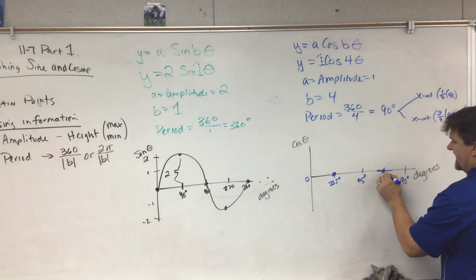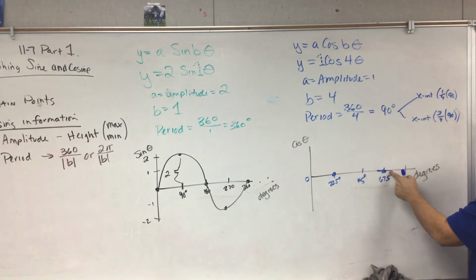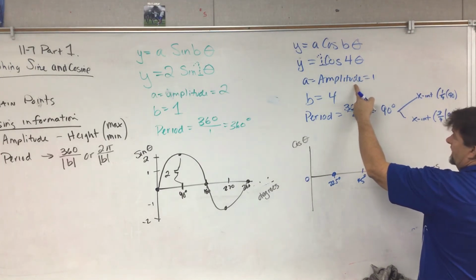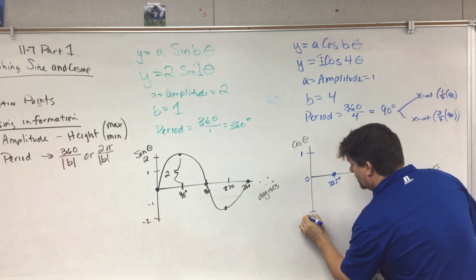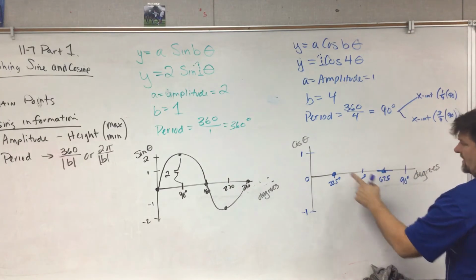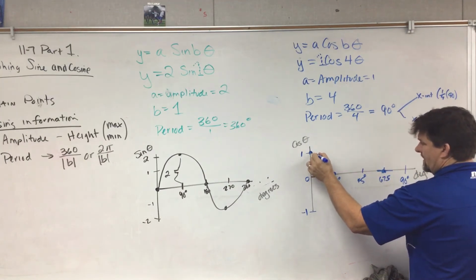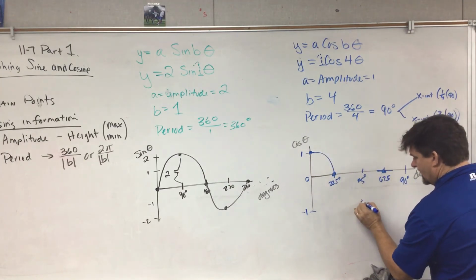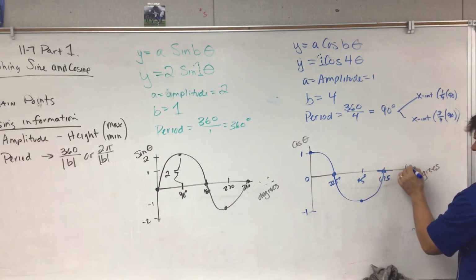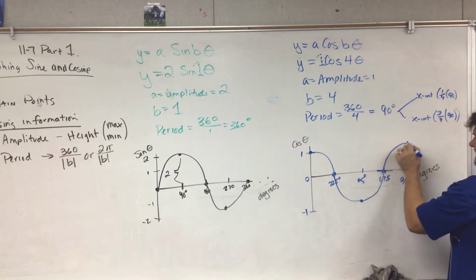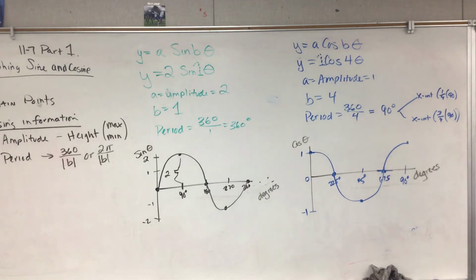Now we just have to decide, what's my height? Well, my height is still 1, so I'm only going up to 1, and down to -1. So I start up here, curve down, up, and then to the top here. That's how we pull the information out to graph those.